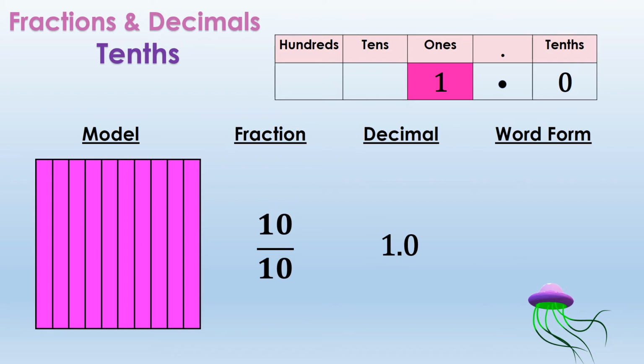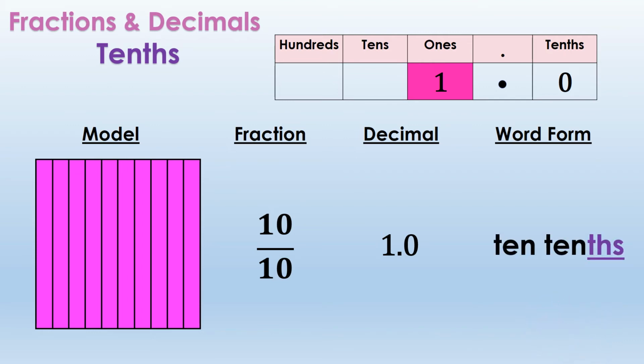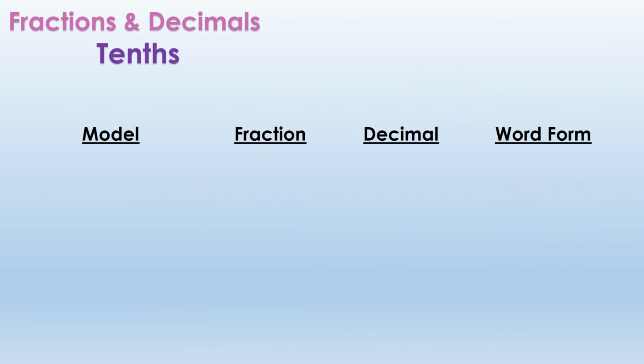Oh my goodness. I know that 10 tenths is equal to one whole. And I can't write a 10 in the tenths place, so I have to bump it over to my ones place value. So when I say 10 tenths, it is also equal to one whole. And I can see that in my model. Try another one like that.